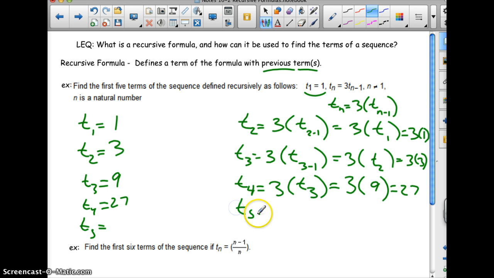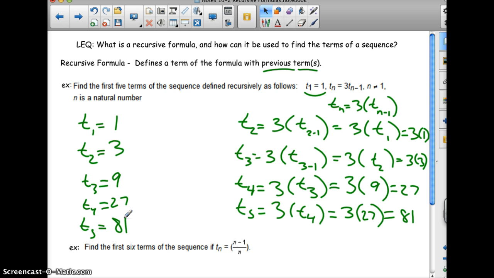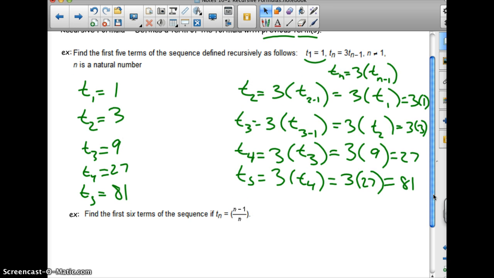And then T sub 5, the 5th term, is going to be 3 times the 4th term, equals 3 times 27, which is, let's see, 51? No, sorry, 81, there we go. And there's the first 5 terms, okay? And then you may recognize this as a geometric sequence. That's what that is. Next example.